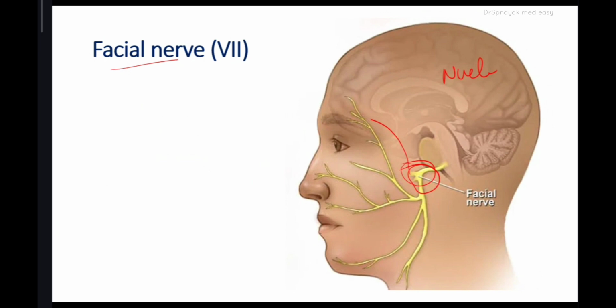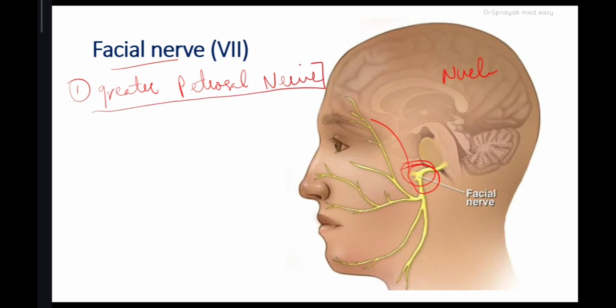In that, the first branch coming from the geniculate ganglia is the greater petrosal nerve. I think you all are following me. The first branch which is coming out from the geniculate ganglia, this is the geniculate ganglia, is called the greater petrosal nerve. This greater petrosal nerve will innervate different tissues. It will innervate the lacrimal gland.